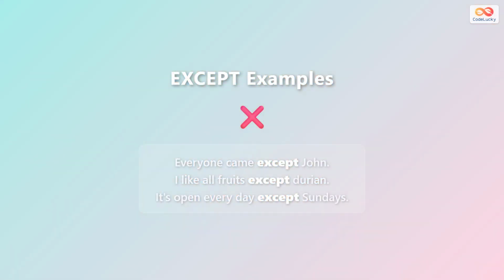Here are some examples of accept in sentences. First example, everyone came except John. This means all people came to the event, but John was not included. He was excluded. Second example, I like all fruits except durian. This means I like many fruits, but I do not like durian. Durian is the exception. Third example, it is open every day except Sundays. This means the place is open on Monday through Saturday, but it is closed on Sundays.